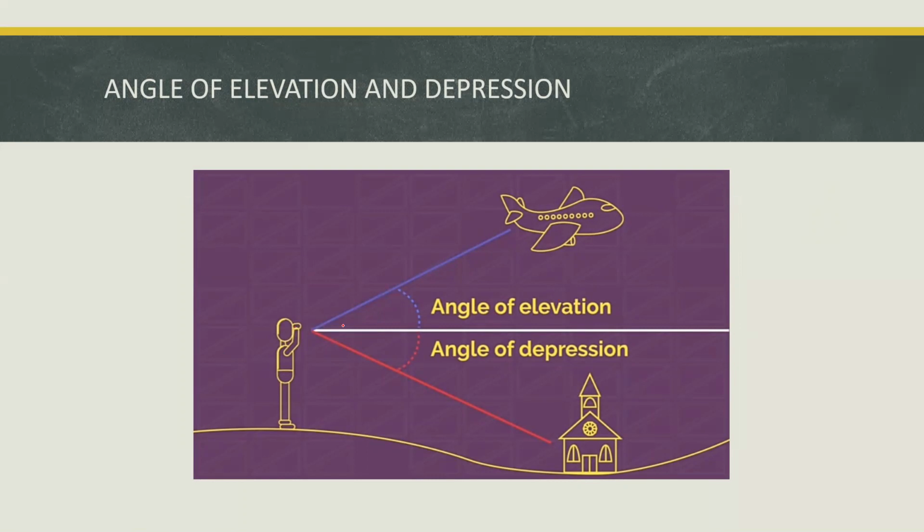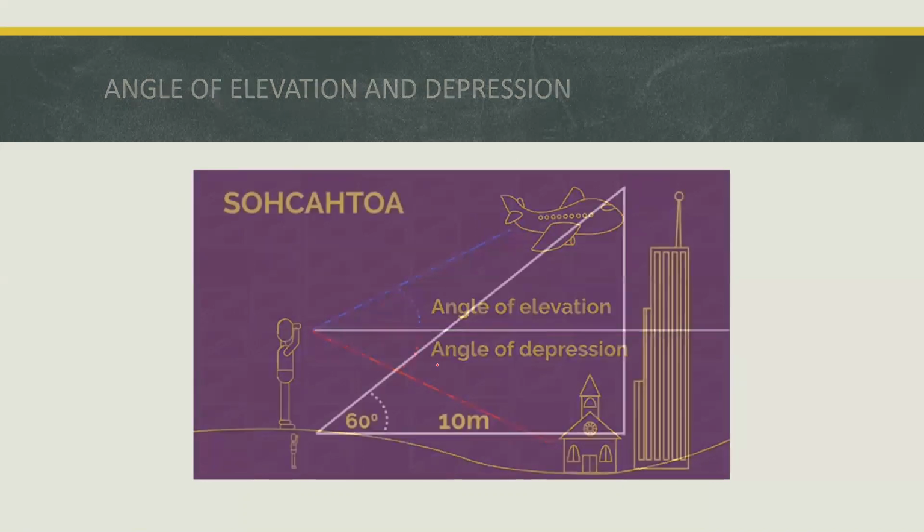But if I want to look at an object above this line of eyesight, the angle at which I'll move my head upwards to look at, say, an aeroplane will be the angle of elevation, because I'm moving my head upwards at an angle to look at an object upwards. And if I move my head downwards to look at an object downwards, that's going to be my angle of depression.